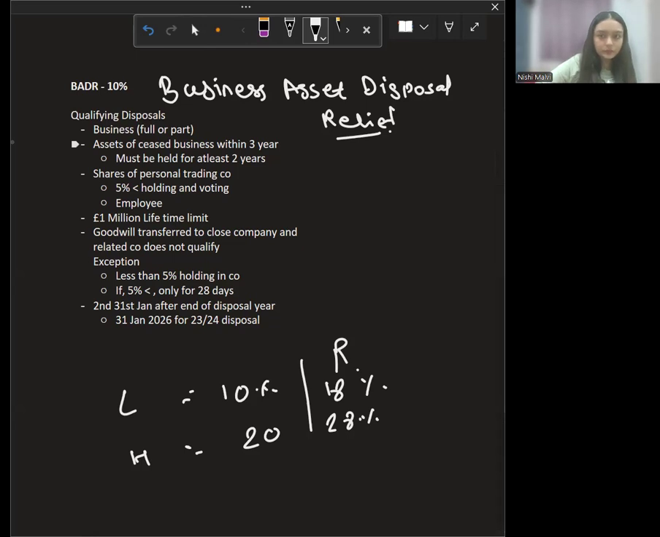Now let's see which assets are qualifying disposals. First, whenever you are disposing of your whole business or part of the business, half of the business or some proportion of it, you can claim this relief. You can call it BADR. Next, whenever you cease your business and sell your assets within 3 years, at that time you can claim business asset disposal relief on that.